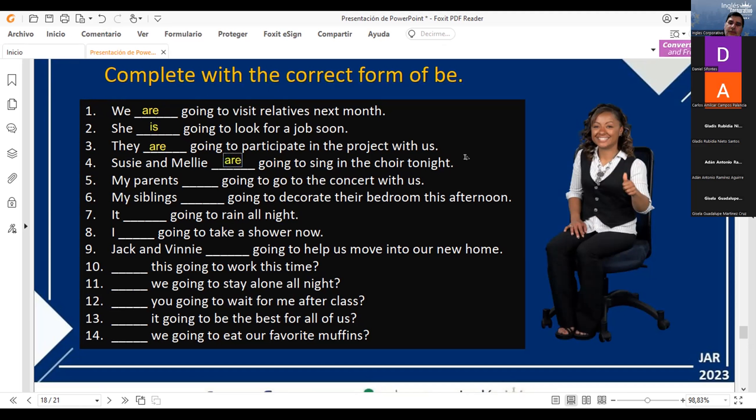Susie and Meli are going to sing in the choir tonight. My parents are going to the concert with us, okay. My siblings are going to decorate their bedroom this afternoon. It is going to rain. It's going to rain all night. I'm going to take a shower now.